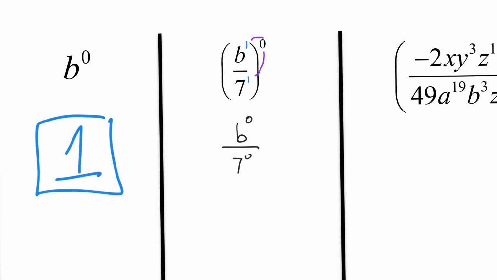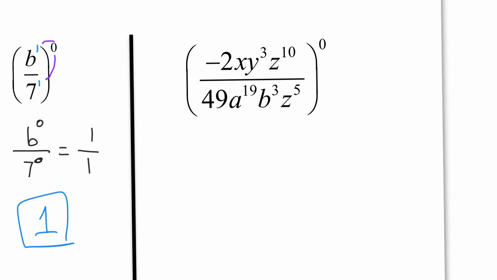Anything to the 0 power is 1. So this simplifies to 1, and the bottom, 7 to the 0 power, is also 1. Any number to the 0 power is 1, and 1 divided by 1 is 1. Now, you don't have to do that work, because if you understand that everything inside the parentheses is raised to the 0 power, then everything is going to have a 0 power, and it equals 1. So you just jump to the answer, 1.